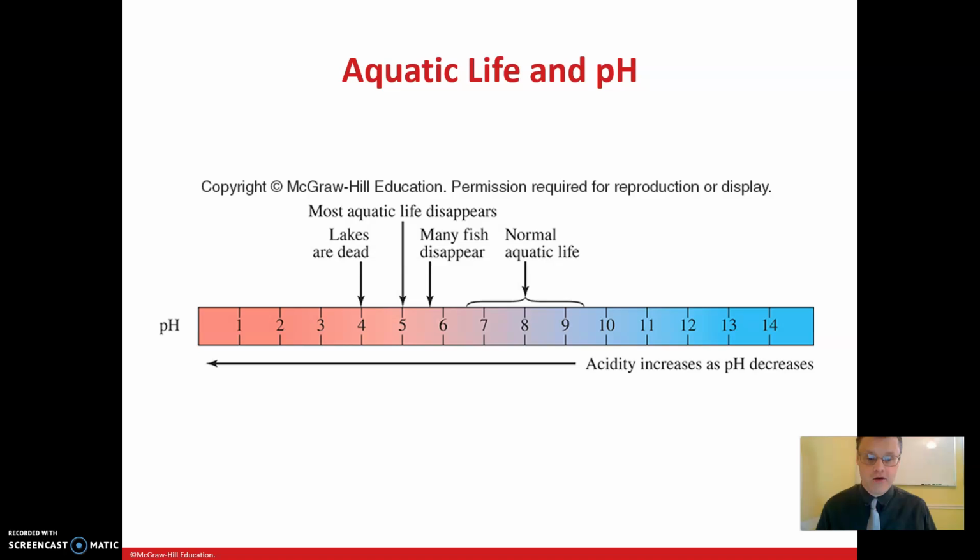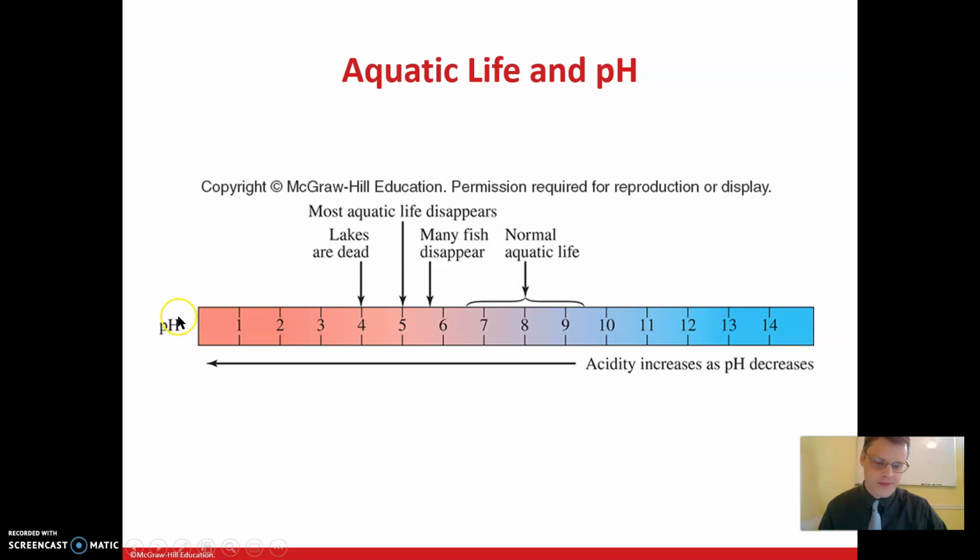Now we can also talk about how acidifying lakes and streams can affect animals and aquatic life. Normal aquatic life likes to live in a pH between maybe 6.5 and 9.5. As we make our lakes and streams more acidic, fish become unhappy and start to disappear. And if you get too acidic, most aquatic life disappears. We say lakes are dead once you get to a pH of 4.